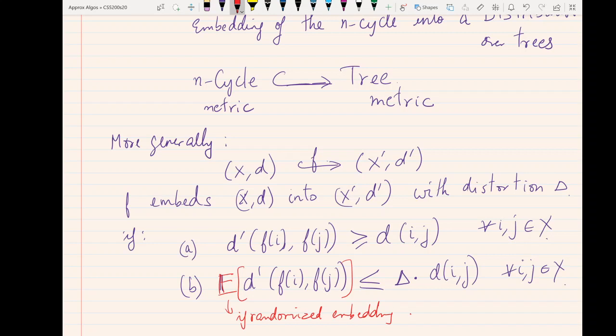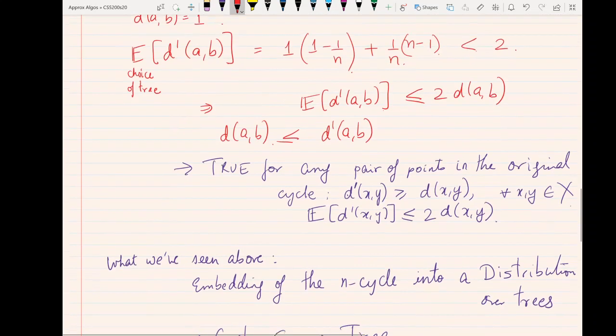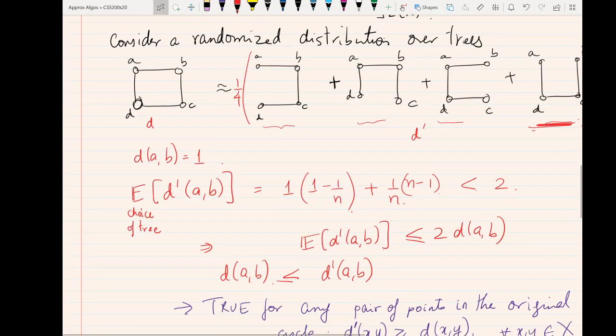So I hope the definition of this distortion is clear. Of course, you again just need to keep in mind the example that you have seen above to know what this means.